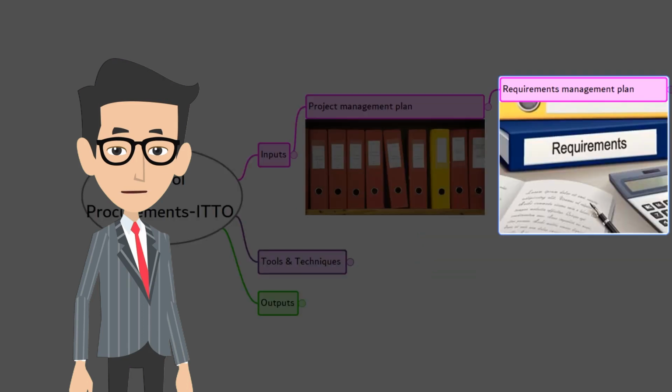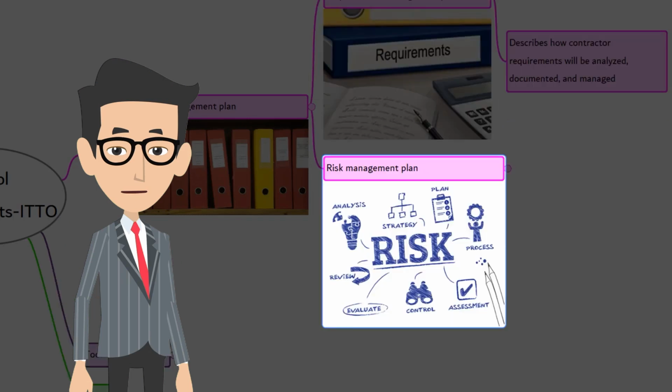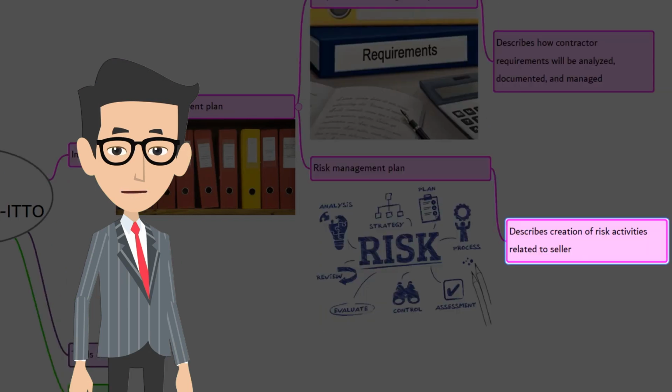Requirements management plan. The requirements management plan describes how contractors' requirements will be analyzed, documented, and managed. Risk management plan. The risk management plan describes how risk activities will be created by the seller and how they will be structured and performed in the project.